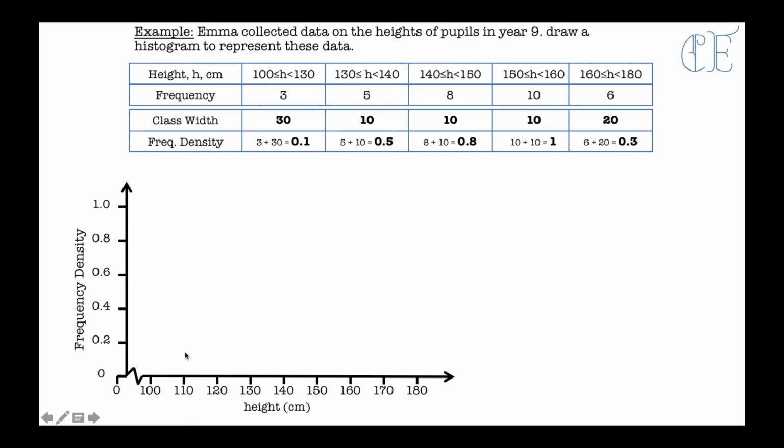We then need to check that we have our class width, so between 100 and 130, our frequency density is 0.1. So between 100 and 130, we need to draw a bar going up to 0.1. And then between 130 and 140, we need to draw a bar going up to 0.5.